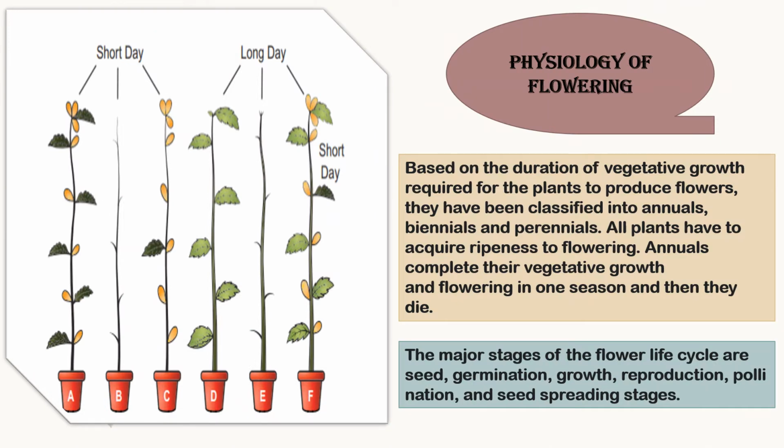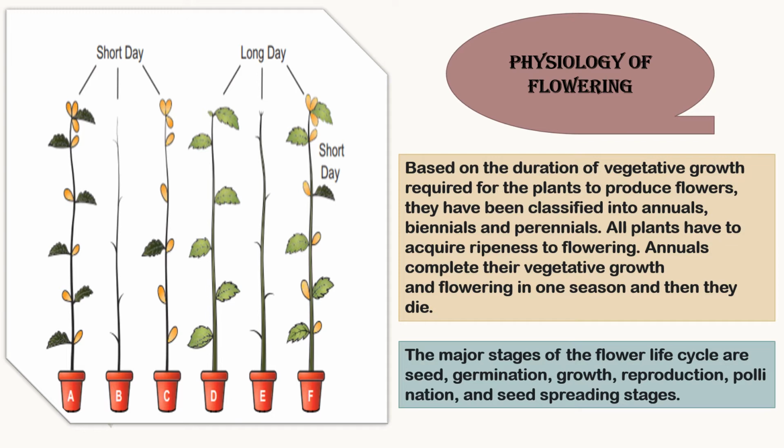The next topic is physiology of flowering. Based on the duration of vegetative growth required for the plants to produce flowers, they have been classified into annuals, biennials, and perennials. All plants have to acquire ripeness to flowering. Annuals complete their vegetative growth and flowering in one season and then they die. The major stages of the flower life cycle are seed germination, growth, reproduction, pollination, and seed spreading stages.